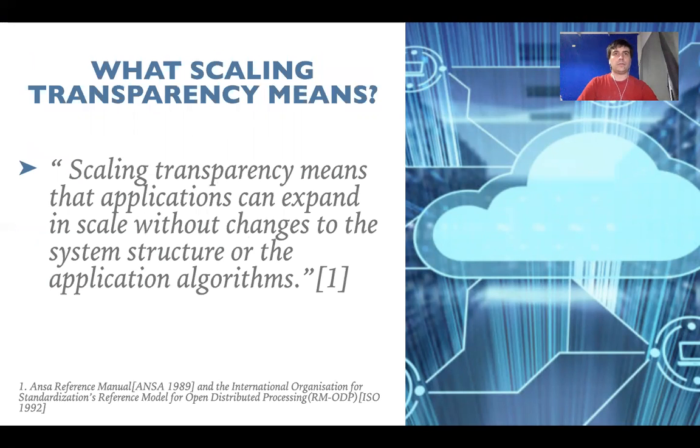machines. Scaling transparency means that application can expand in scale without changes to the system structure of the application algorithms. Due to serverless computing supporting autoscaling inherently, and proteomics applications having to deal with high concurrency requirements, these kinds of applications can considerably benefit from serverless and scaling transparency.